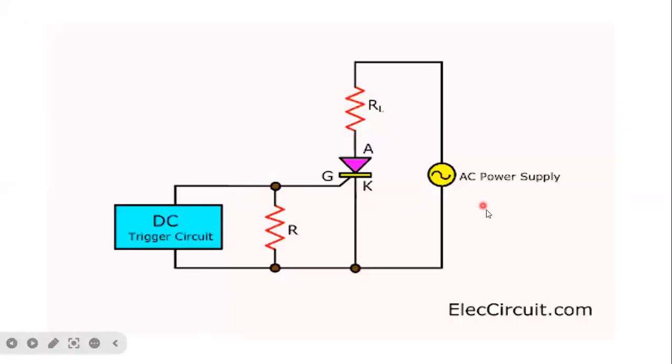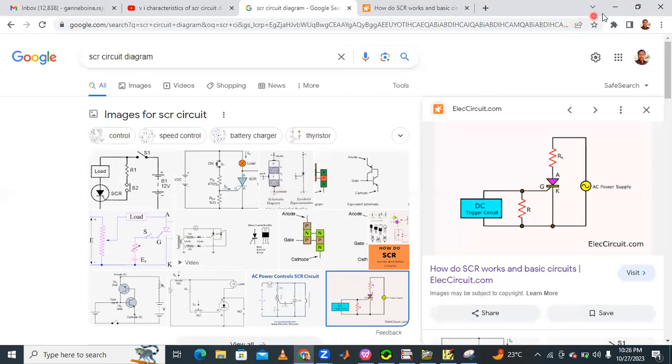Next, coming to the circuit diagram. This is the AC supply. The AC supply is fed to the anode of this SCR, and the cathode is connected in this fashion. Next, this is called the DC triggering circuit. The triggering circuit is connected, and by using this, the gate voltage is fed here. Based on this, we can control the SCR turn-on time. This can be implemented and understood by using a PSpice design.